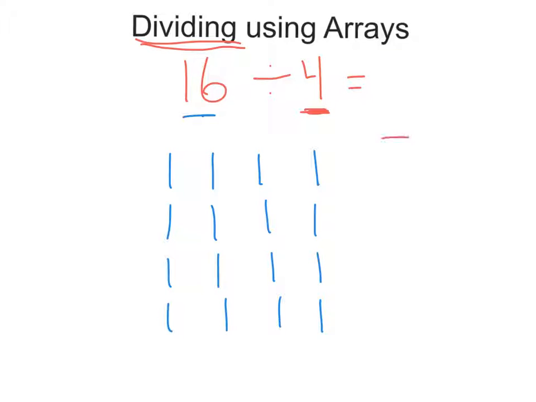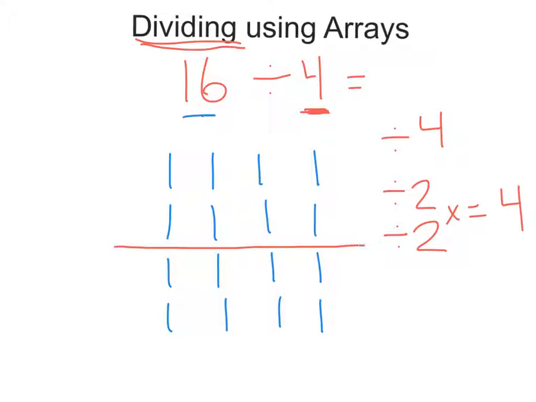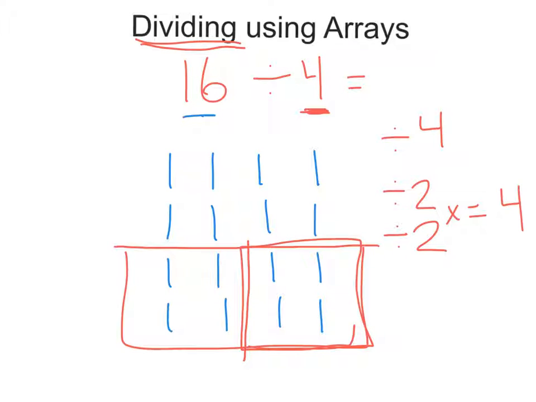When you divide by 4, what you're going to do is divide by 2 and then divide by 2 again, because 2 times 2 is 4. This is what it looks like on the array. So I'm going to divide it by 2, which means cutting it in half. And then I'm going to take the half that's left over here and divide that one more time in half. And then I'm just left with this section, and there's 4. So 16 divided by 4 equals 4.